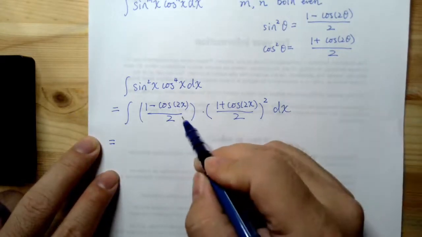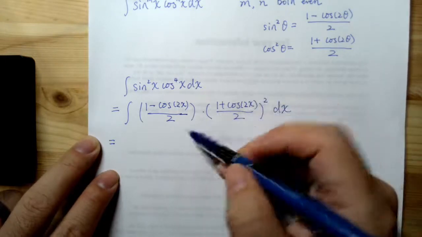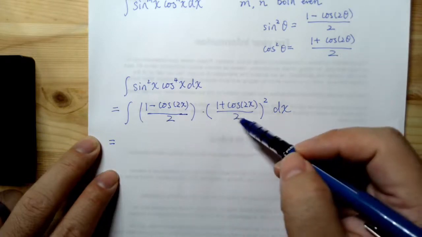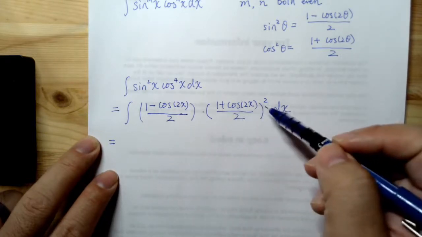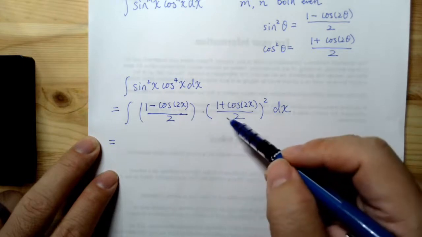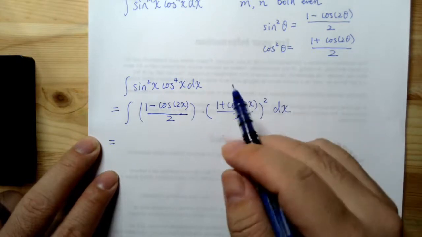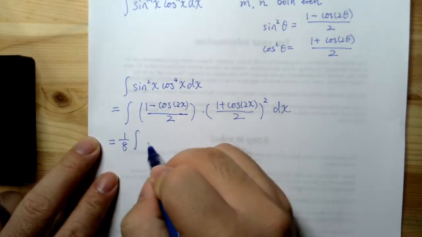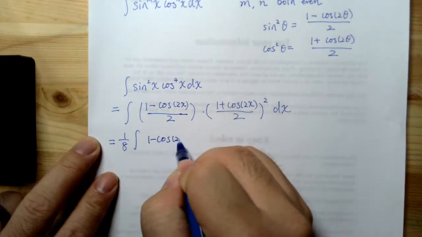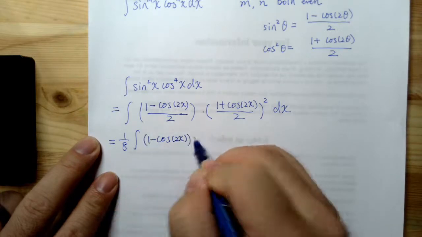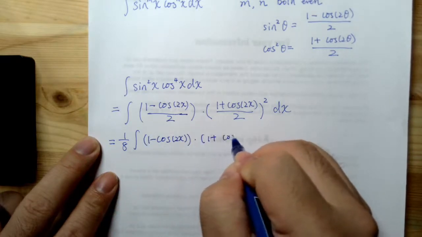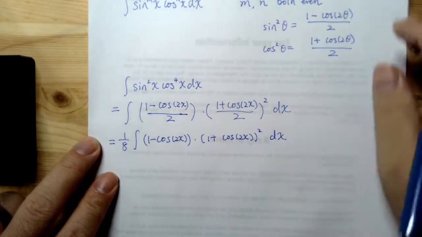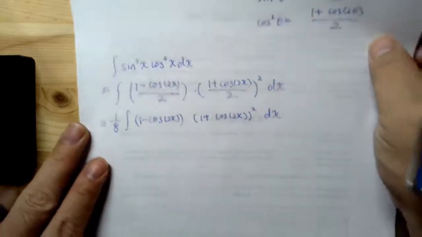First of all, let's do some simplification. There is a 1 over 2, we can bring it out. Here we have 1 over 2 squared, that is 1 over 4. So 1 over 2 times 1 over 4 gives us 1 over 8. That's everything from the denominator. So take this 1 over 8 out. We have 1 minus cosine 2x multiplied by 1 plus cosine 2x, then squared, dx. This is what we got so far.